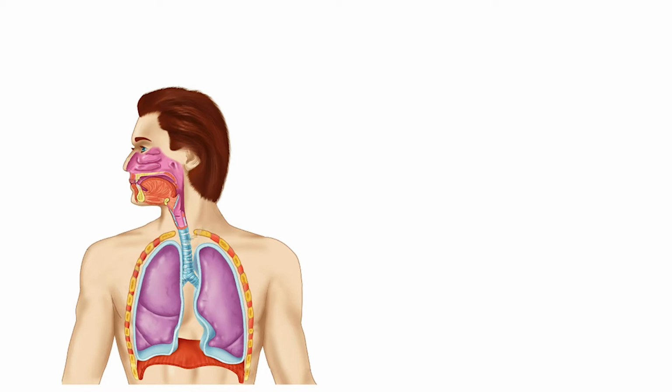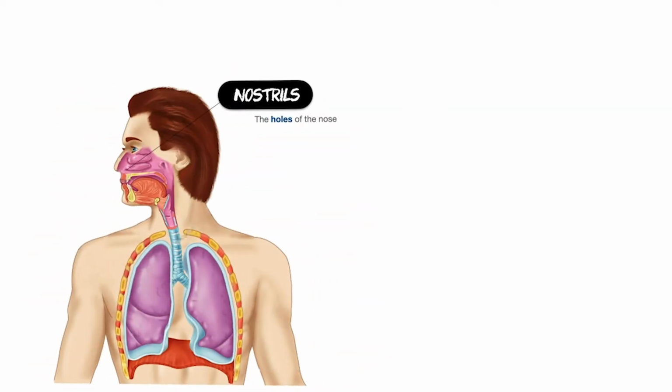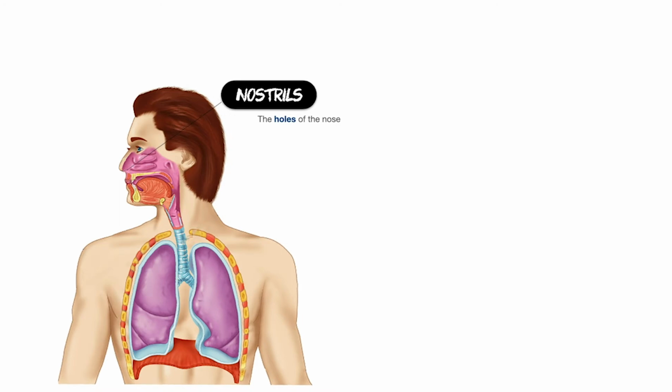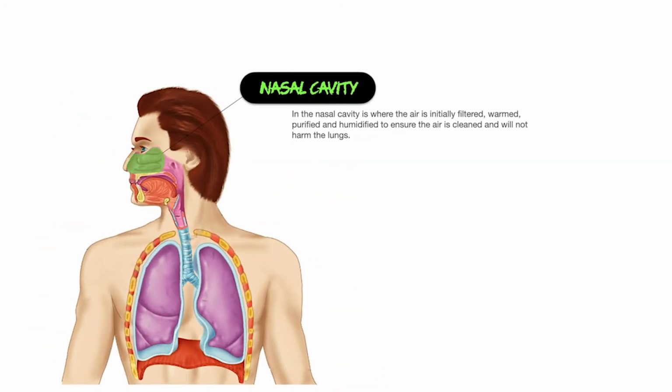The respiratory system aids in breathing, starting from the nose. The nose is the only externally visible part of the respiratory system, as all other parts are placed inside the body. Air enters the nose through the external nares or nostrils. It will then pass through the nasal cavity where it's filtered, purified, warmed, and humidified.